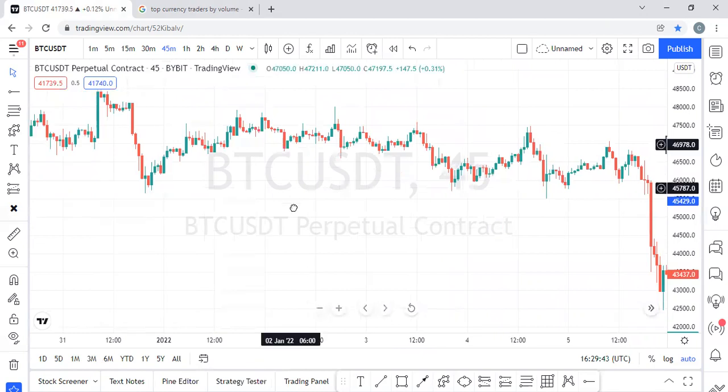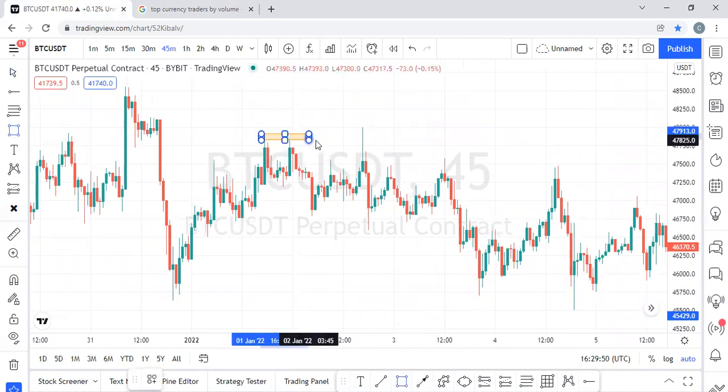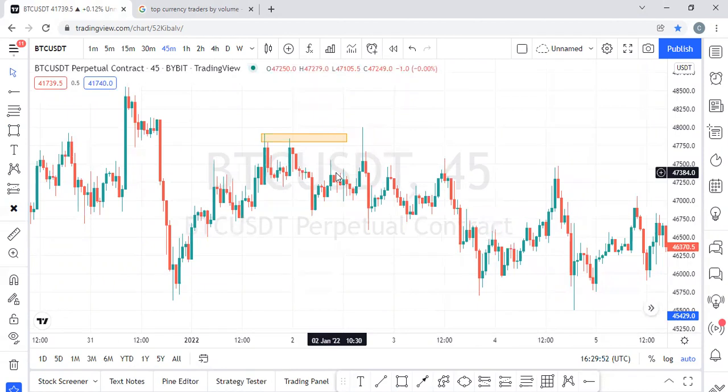So look at Bitcoin now. Look what happened on Bitcoin. Look at this. So you can see that the market did this. Look at it. Can you see this? There was some kind of resistance here. Can you see this? Market tapped here first and tapped here. Look at what happened. Look at this candle now.